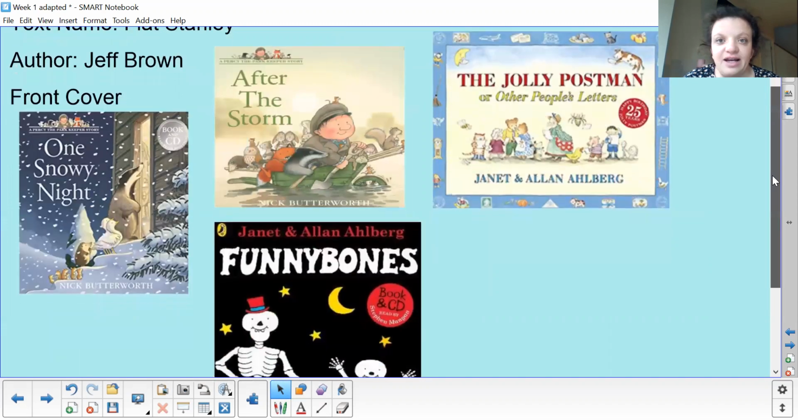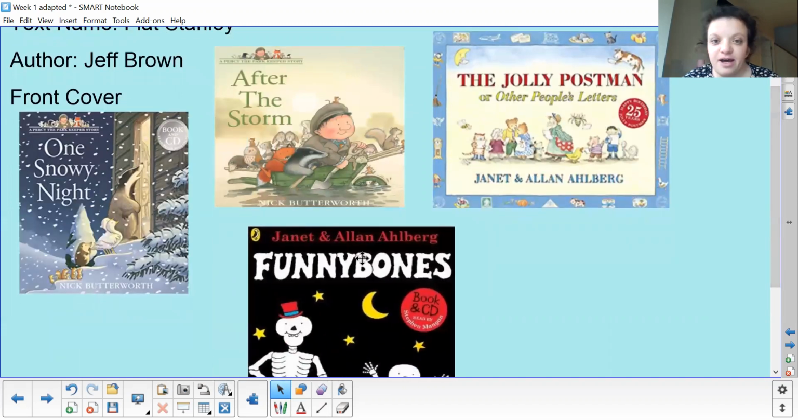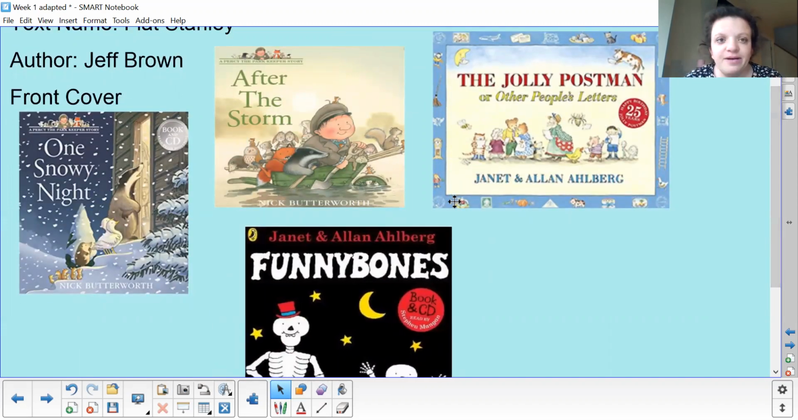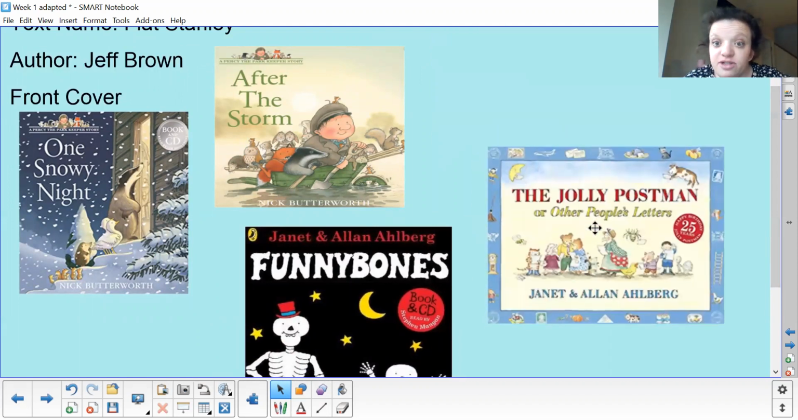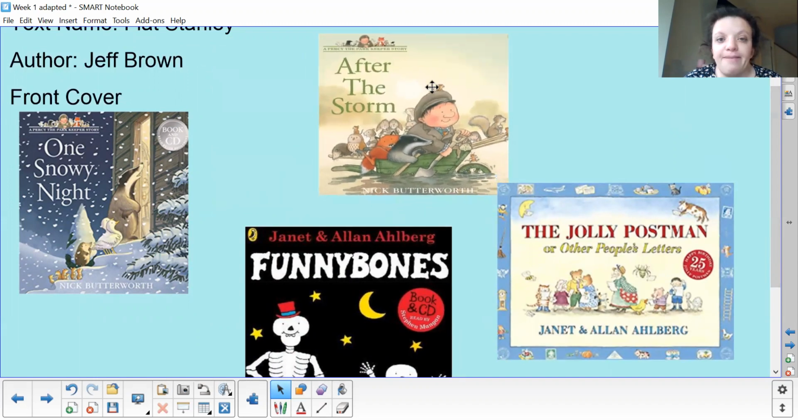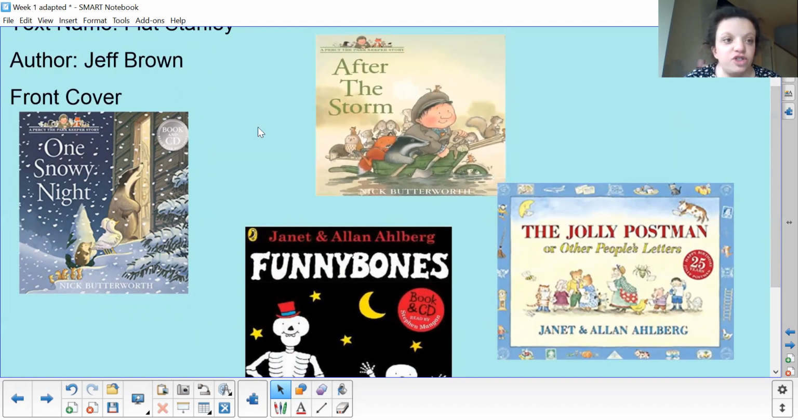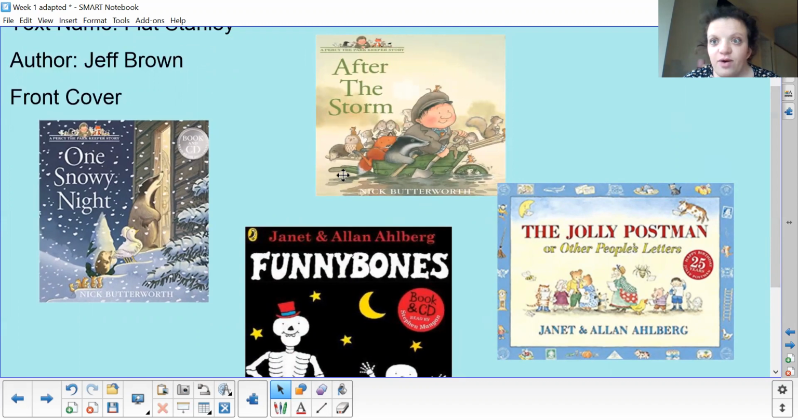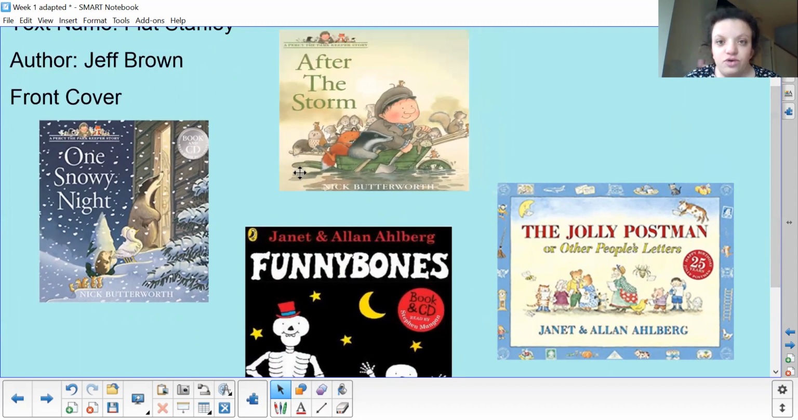So if I scroll down a little bit, you can see we've got Funny Bones, which is by Janet and Alan Allberg. The Jolly Postman, which is also by Janet and Alan. We've got After the Storm about Percy and the animals after the storm, and One Snowy Night. So Nick Butterworth writes lots of the Percy stories as well.